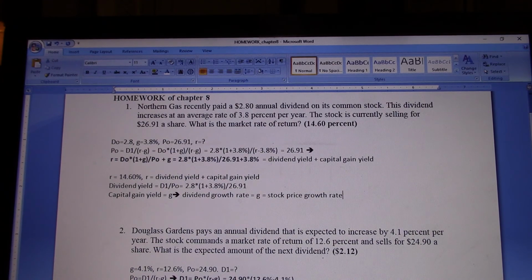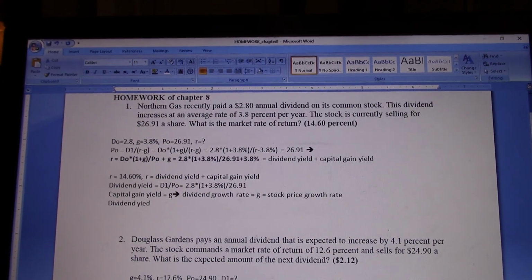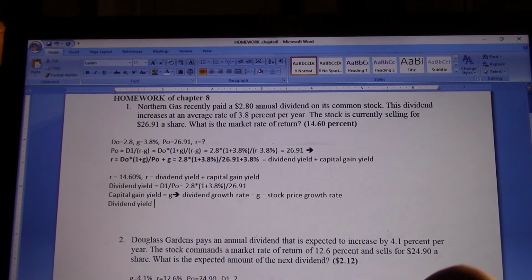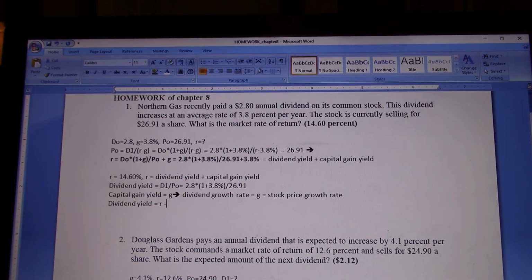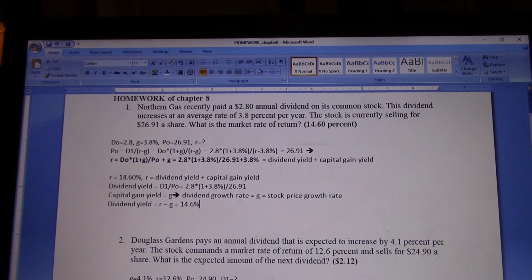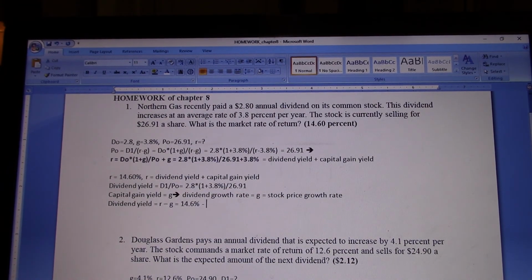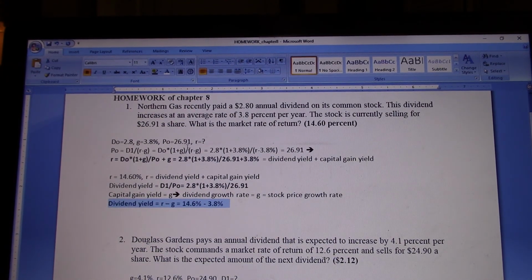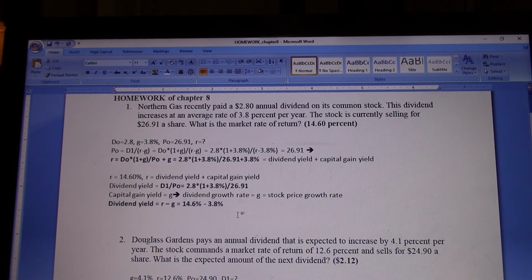Another way to figure out the dividend yield is to just use R minus G. So in our case, it should be 14.6% minus 3.8%. Both approaches work: one is based on the equation, the other just takes the difference between the stock return and the dividend growth rate, and that difference is the dividend yield.